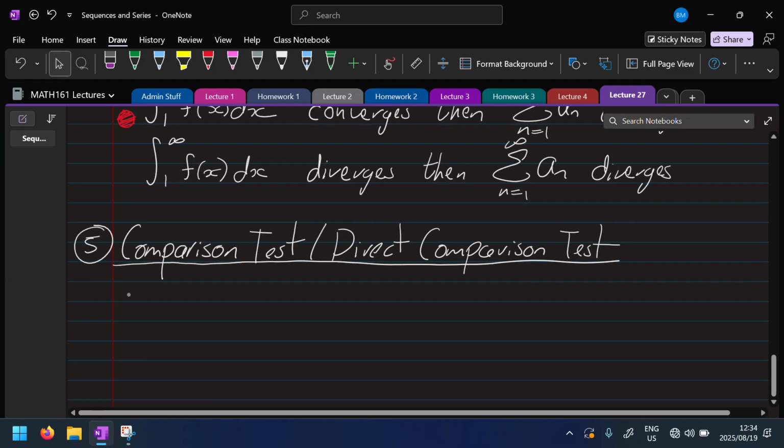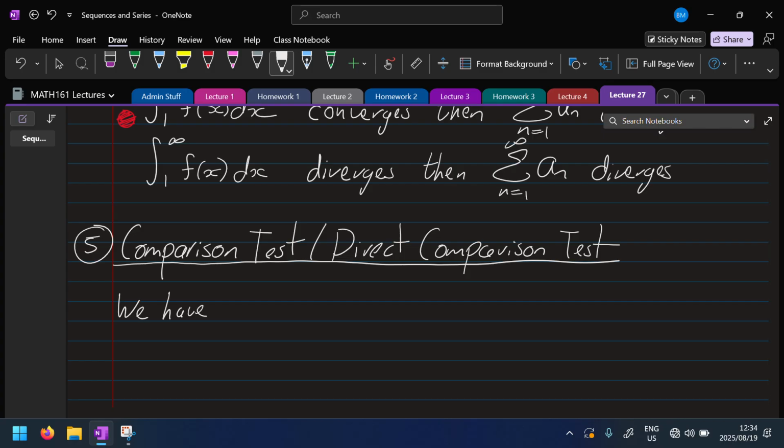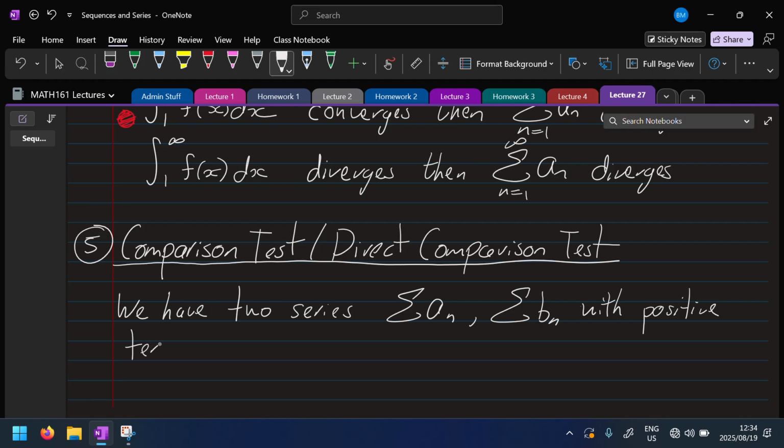So what do we have? We have two series. The sum, I'm not going to write the whole n goes from 1 to infinity, but you just add that in. So we have two series, A and B, with positive terms. Just underline that. If they don't have positive terms, then this doesn't work. You always need to check the little things before using the test.